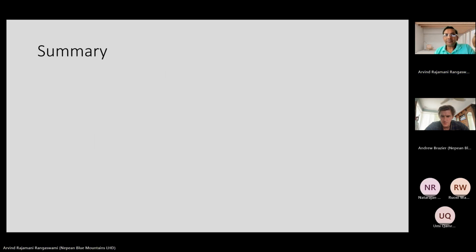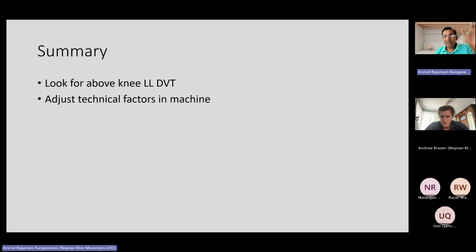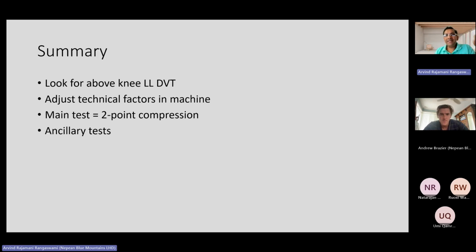Okay, so in summary, look for above the lower limb DVTs. Make sure the gain is good, optimal. You should not have any gain within the artery. The main thing you want to do is 2-point compression. The ancillary tests are all the other things, namely echogenicity, etc., and all the pearls and pitfalls that I talked about. Any questions?